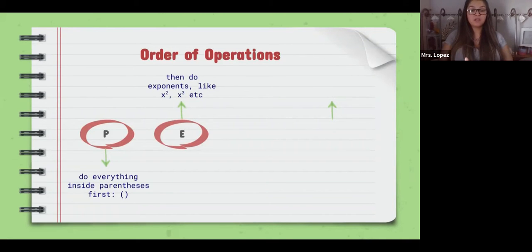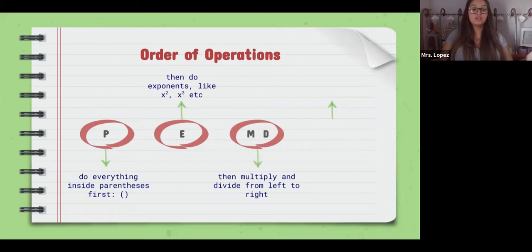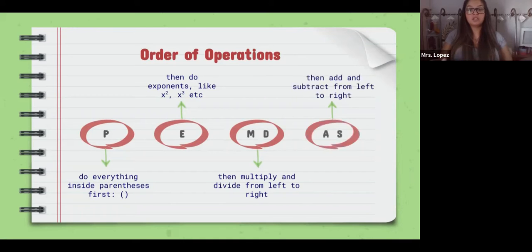on to the exponents. Then after you solve for your exponents, you're going to move on to your multiply and divide, and you're going to do that from left to right. And then you're going to have your addition and subtraction from left to right. This is the order in which you are to solve an expression that has multiple operations in it. Parentheses, exponents, multiplication, division, addition, and subtraction.